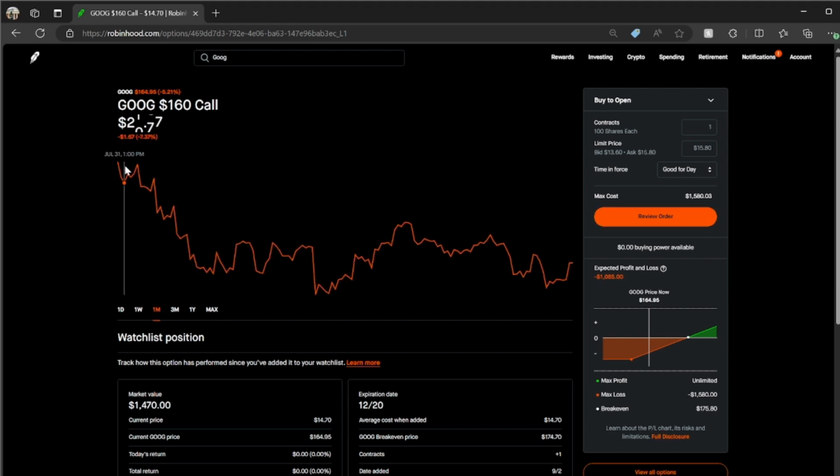Now, if you look at the last month for this Google 160 call, you can see we started off pretty hot. We've come down way down. There was a bottom at August 14th at 12:30, and we went all the way back up to 1788. So that's a pretty big change in the option price.